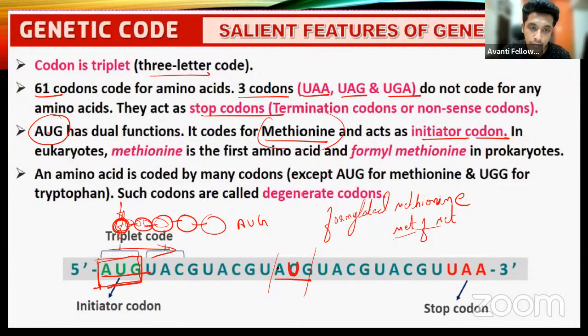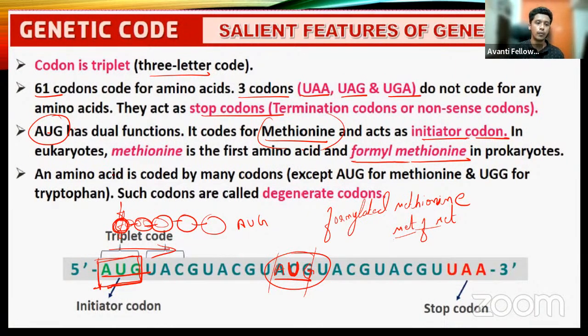Whereas if the AUG comes in between, is it formylated? Definitely no. It is a normal methionine. That is why we say AUG has dual functions, and we have to really understand it. See, oh, it's here already, formylated methionine, right? So usually it occurs in prokaryotes, and in eukaryotes it's quite different. A different type of methionine gets assembled there. So that is a different case.